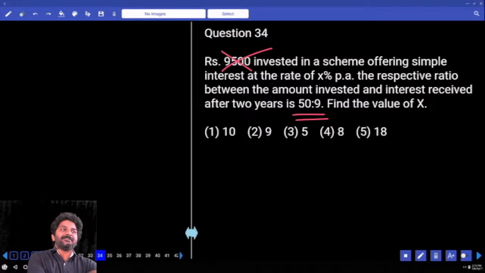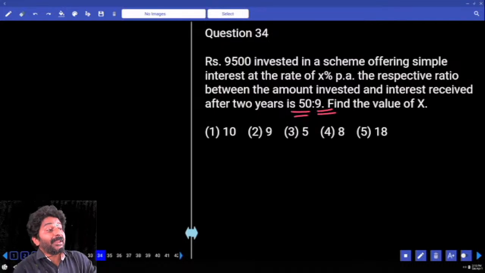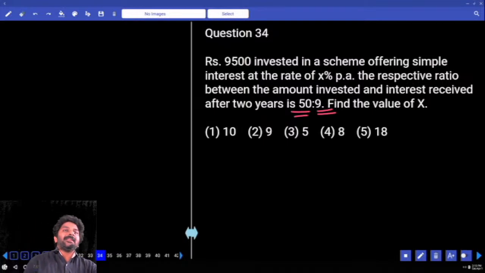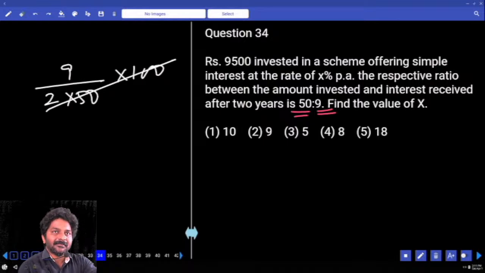What is principal in terms of number of parts? 50 parts. And out of 50 parts, if the principal is 50, what is the interest obtained? 9 parts. 9 parts interest obtained for how many years? Then per year? 4.5, or can I write 9 by 2? 9 by 2. This is the interest obtained per year upon principal 50. Percentage, into 100. Answer 9. Followed?